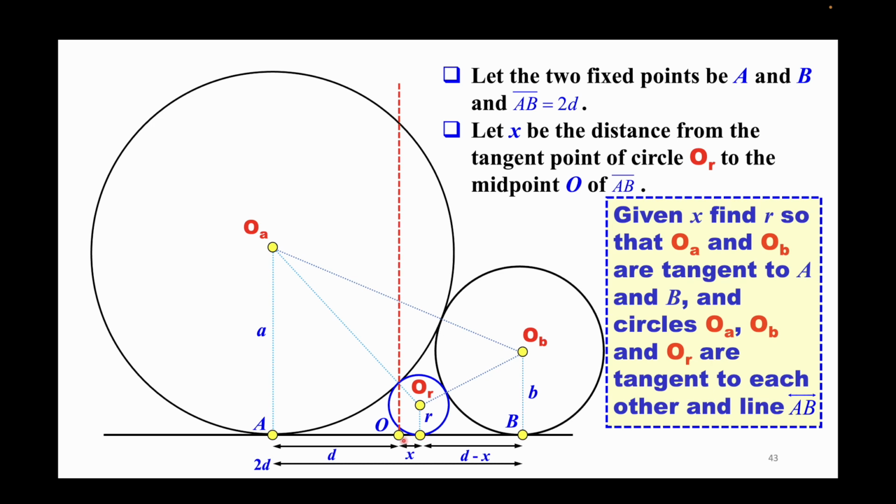In other words, given a distance X from the midpoint, find the R so that circle OA and OB and OR can be constructed. They all are tangent to the given line, so that OA is tangent to the line at A, OB is tangent to the line at B, and OR is tangent to the point with a distance X to O. And of course, OA, OB, and OR are tangent to each other.